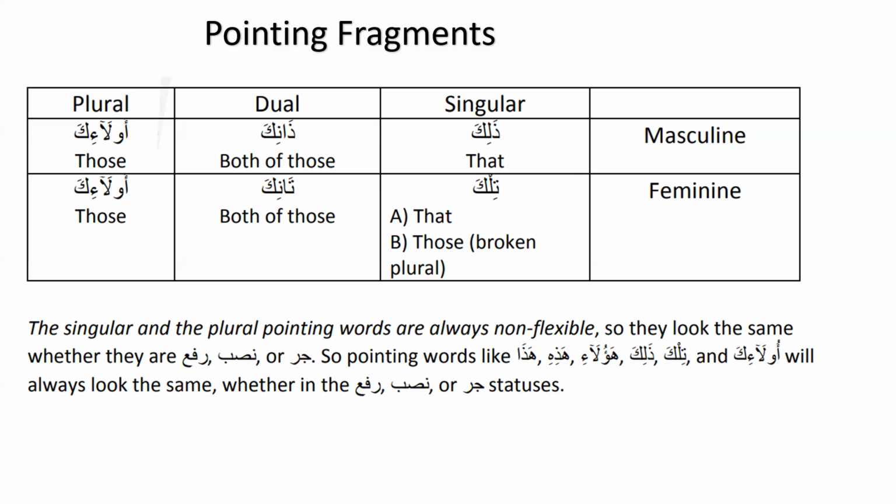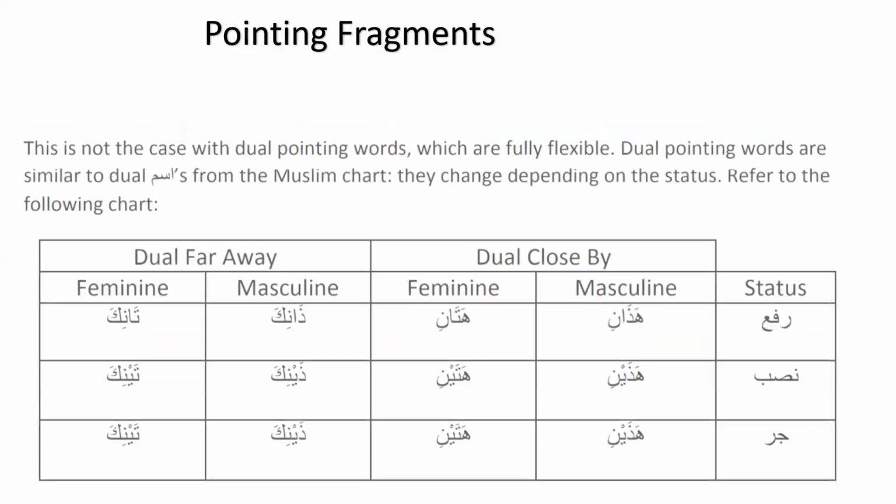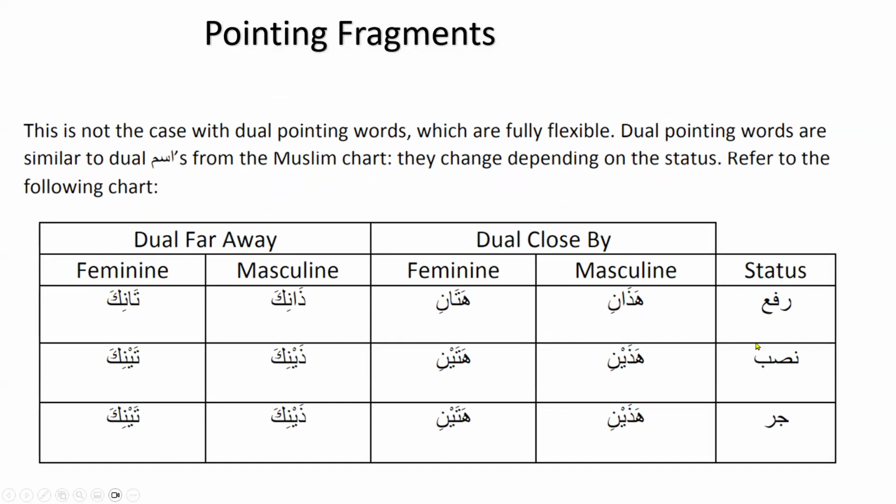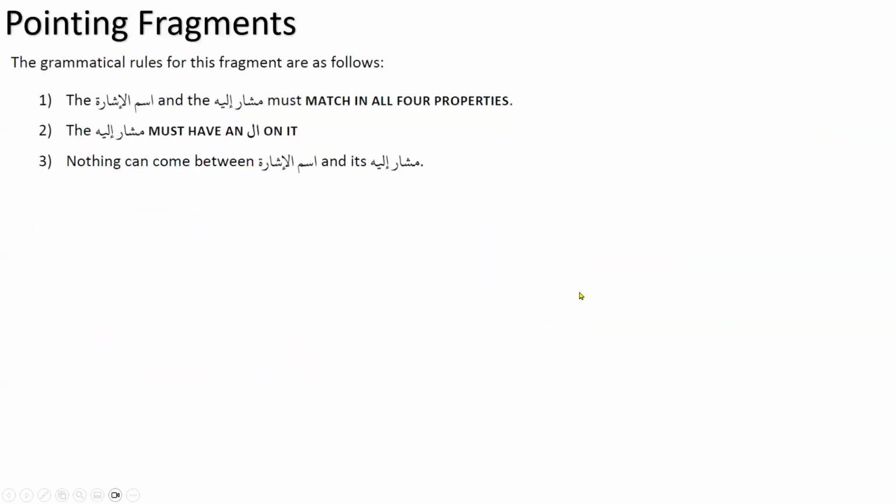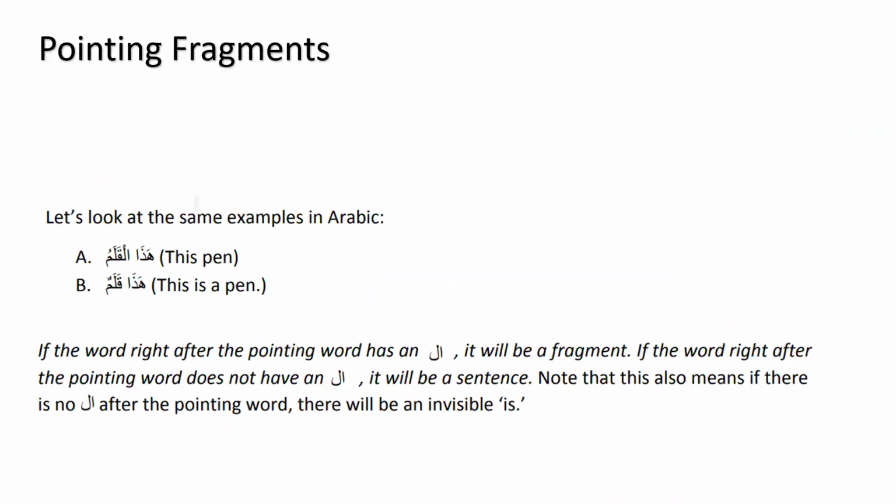The dual one has the Nasab and Jar version, but as I said, don't think too much about the dual one. As long as you know the dual one exists, that's fine for now, inshallah ta'ala. This is the dual, the Rafa and Nasab Jar version. And then we talked about those two things, that sometimes it could be a pointing fragment or a pointing sentence. If there is an al after the pointing word, then it is a pointing fragment. If there is no al and the word has tanween on it most of the time, then it is a pointing sentence. So, for example, this pen, and this is a pen.